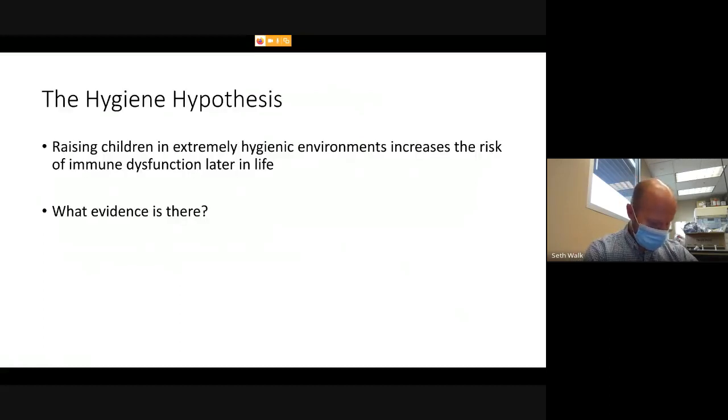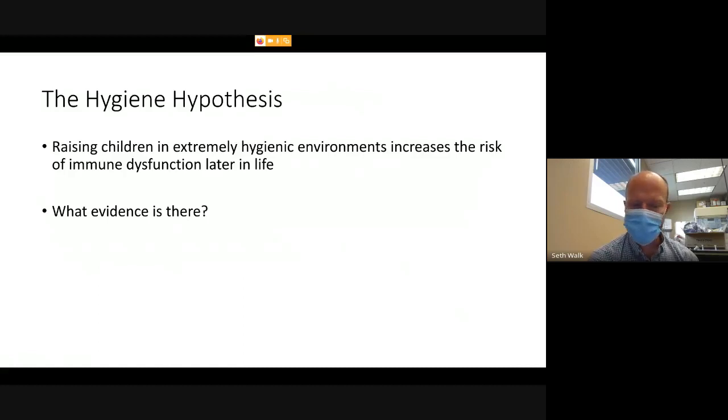So one of the hypotheses, or guesses, of why this might be true is called the hygiene hypothesis. This hypothesis states that raising children in extremely hygienic, sterile environments, or environments where a lot of sanitation is taking place, increases the risk of immune dysfunction later in life. Okay, so what that means is that the chronic hyperactive immune response in a lot of IBD patients could be a result of how those children were raised, possibly being too clean. And that's just a hypothesis. It's just a guess. It doesn't mean that it's true. It's just one way to explain these observations.